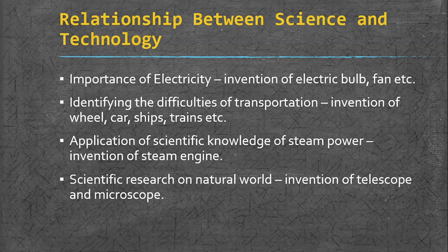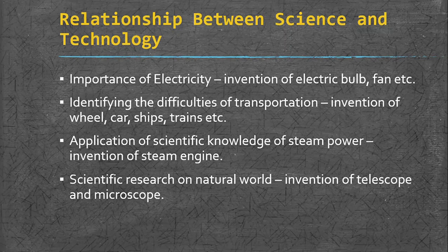Not only this, scientific research on our natural world also depends on different scientific knowledge. Technology applies scientific knowledge to create products and tools. Scientists use technology when they study the natural world also. Like for the research of astronomy, the scientists are using the telescope. For the research of biotechnology, scientists use the microscope.